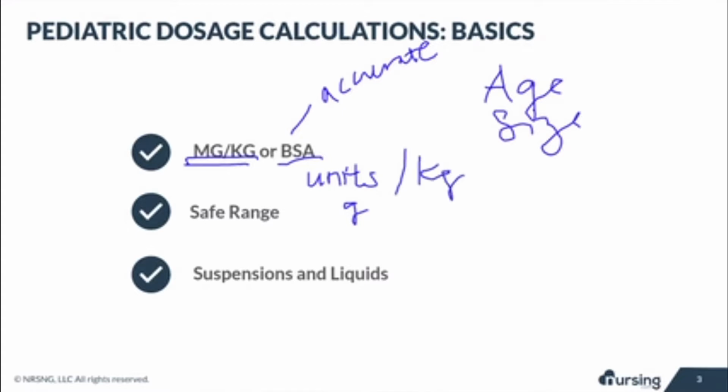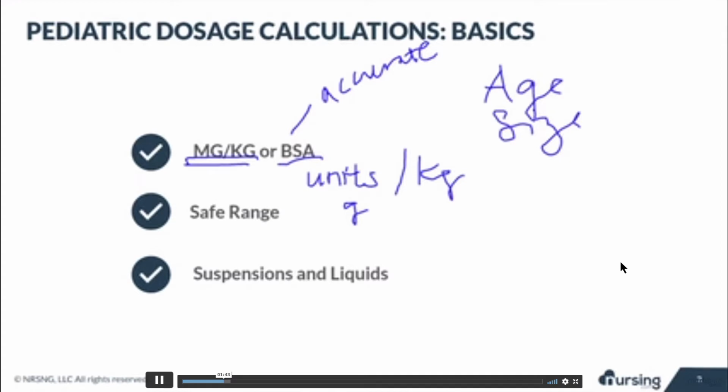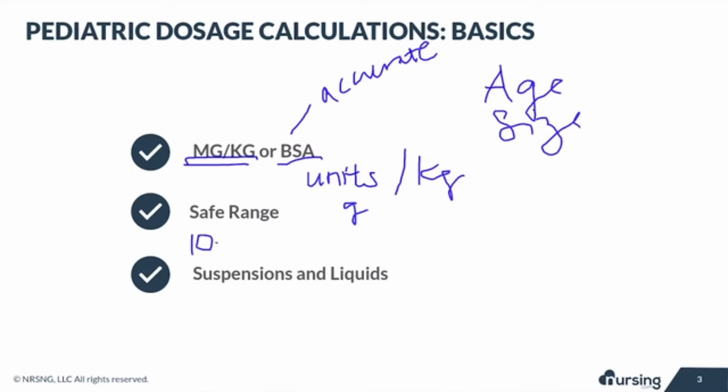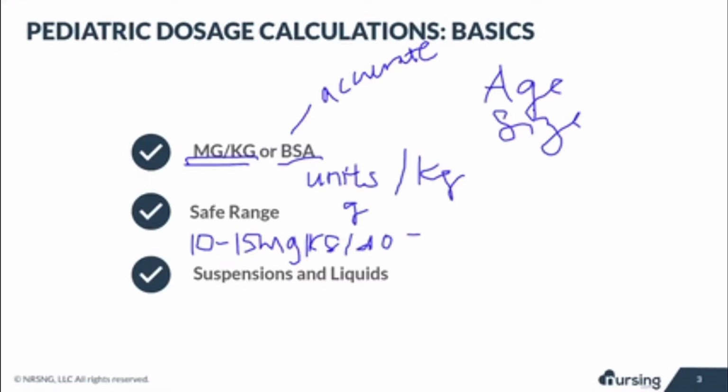Now, for a lot of medications, you're going to see a range given for what is safe. So what a drug guide may show is something like 10 to 15 milligrams per kilogram per dose. And that would be what's called your safe range or your safe dose range. So anything that you calculate that's between that 10 to 15 milligrams per kilogram per dose for that particular medication would be considered safe.